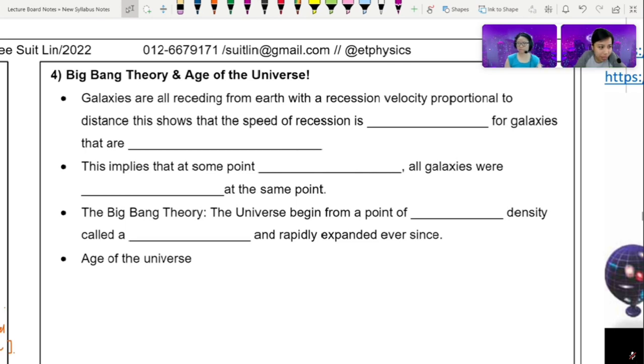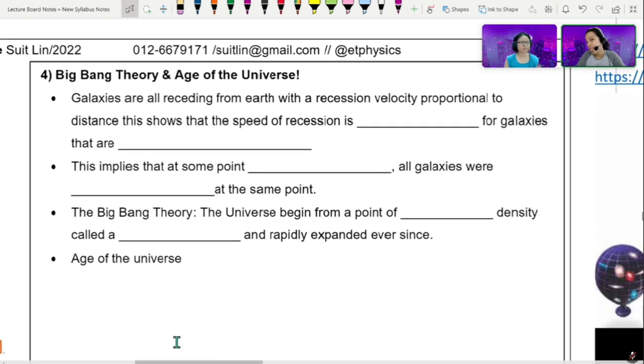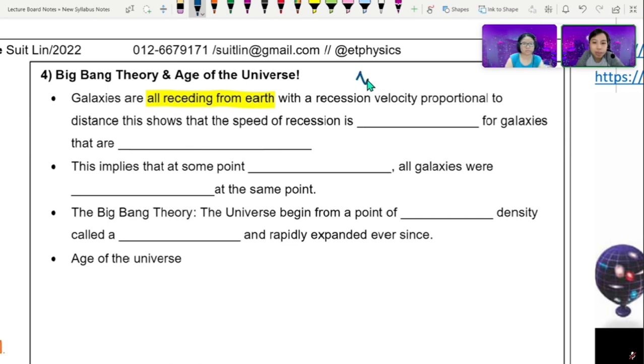Humans are curious and they're like, well, how did the universe come about? Surely it has a beginning, maybe. Well, from what we see from Hubble's law, we see that galaxies are all receding from Earth and actually from each other, not just from Earth. But we are watching from Earth, so it looks like all the galaxies and stars are going away from us, receding with a recession velocity proportional to distance. That's from Hubble's law, V proportional to D.